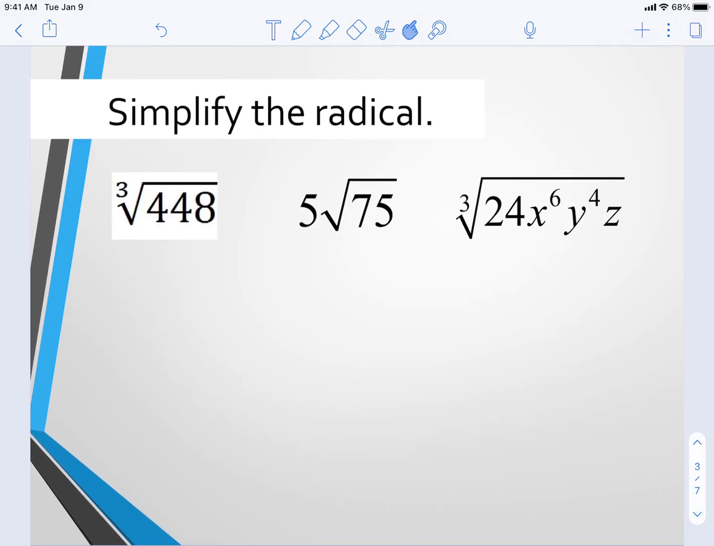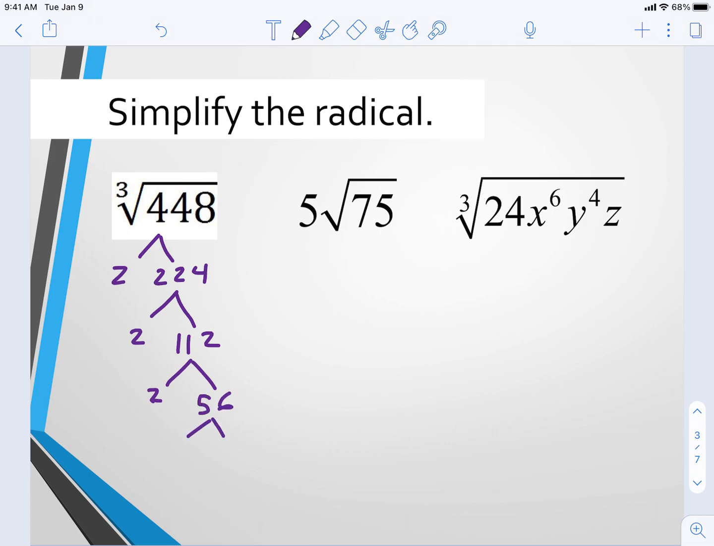All right, simplifying. So making some factor trees with these. 448, now this is a fairly big number. It's even, so I know for sure that I can factor a 2 out. And 224 is also even, so 112, we still have a 2 that can be factored out. That is 2 and what, 56? 2 and 28, still even. 2 and 14. 2 down there, and 7. Kind of a long factor tree.